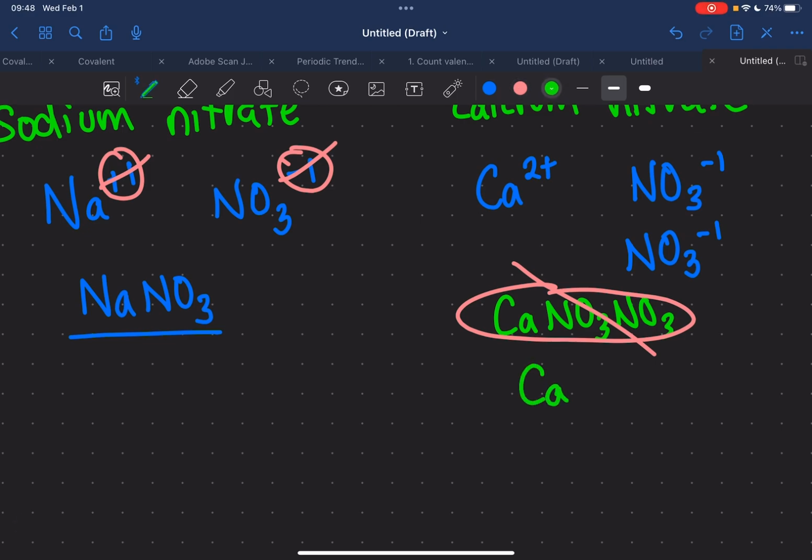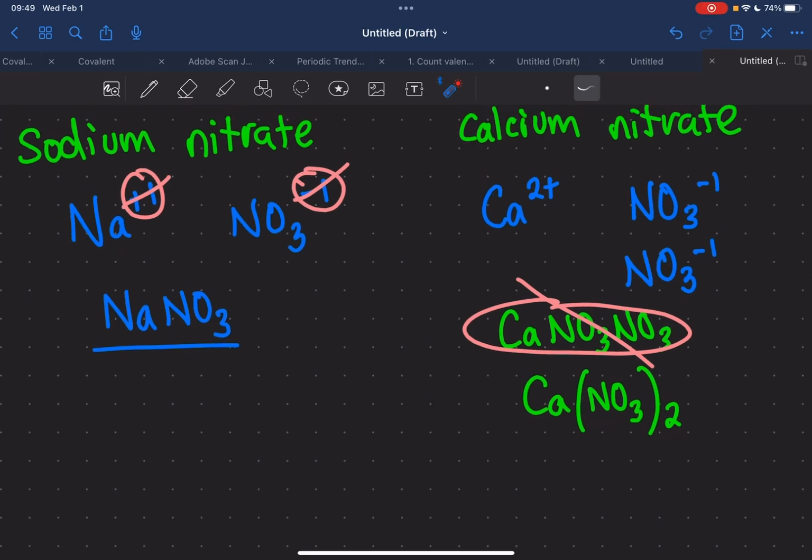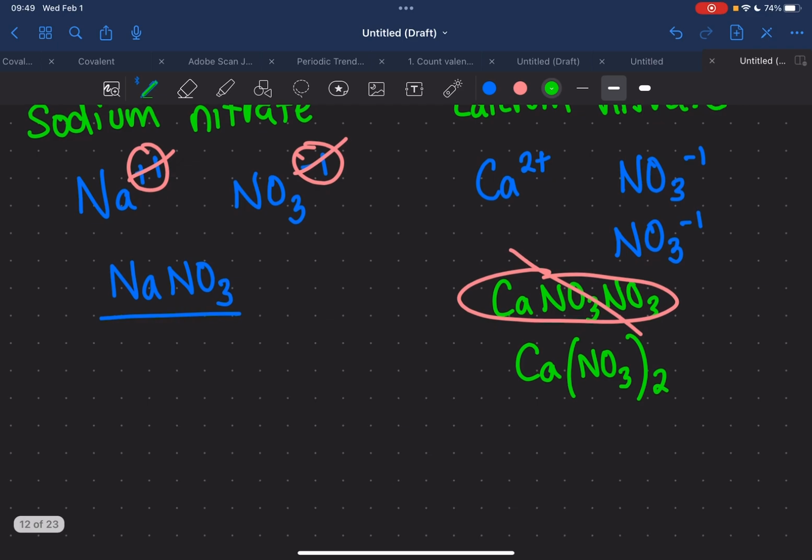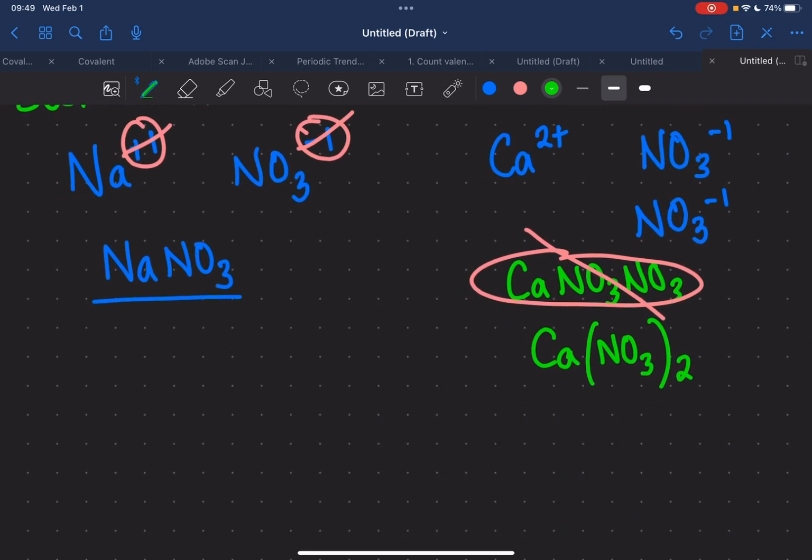They're going to write Ca, and they're going to open a parentheses and put their nitrate in there and put a 2 outside of the parentheses to show that there are 2 of whatever is in the parentheses. In this case, there are 2 nitrate ions. And CaNO3 parentheses 2 is how we would write the formula for calcium nitrate. So this is our final answer. Okay, so that's calcium nitrate.